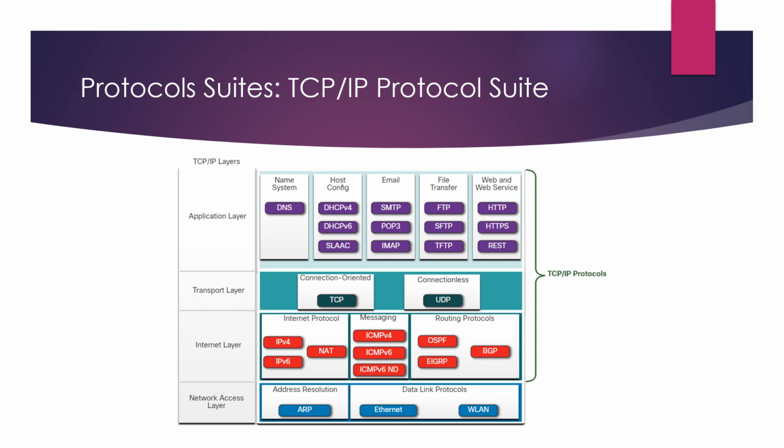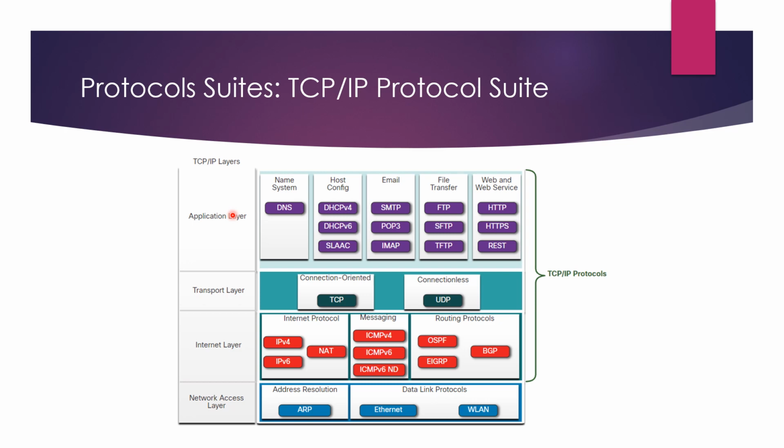And as we go through the layers, we can see each protocol used in those layers. So if we go to the application layer, we can see that the application layer has these protocols. We have the Domain Name System, which translates domain names such as google.com, for example, into IP addresses.